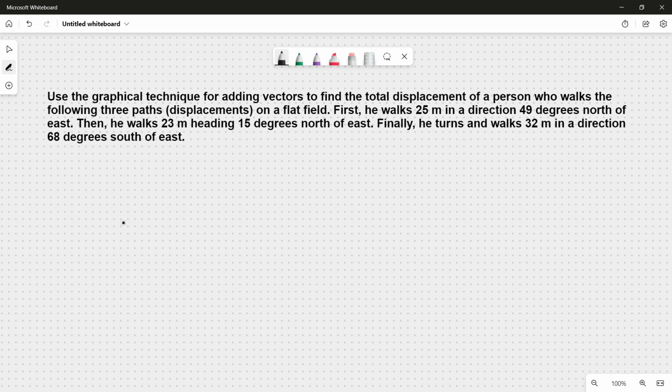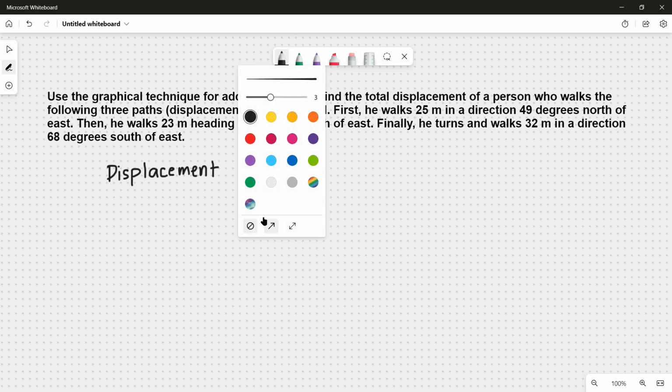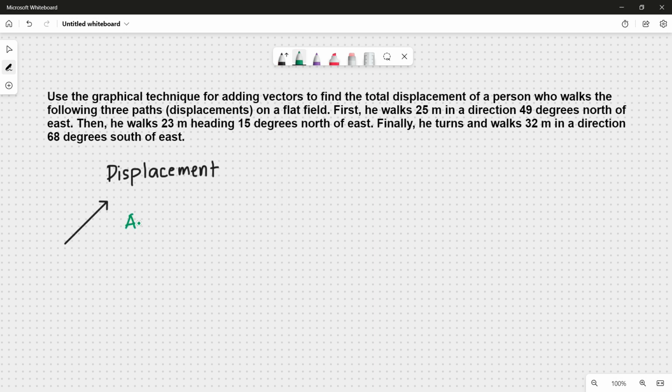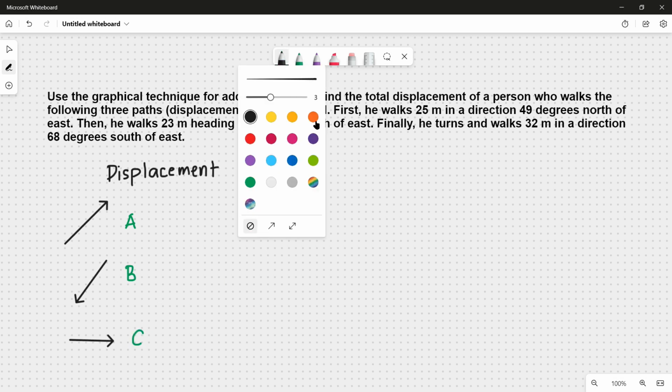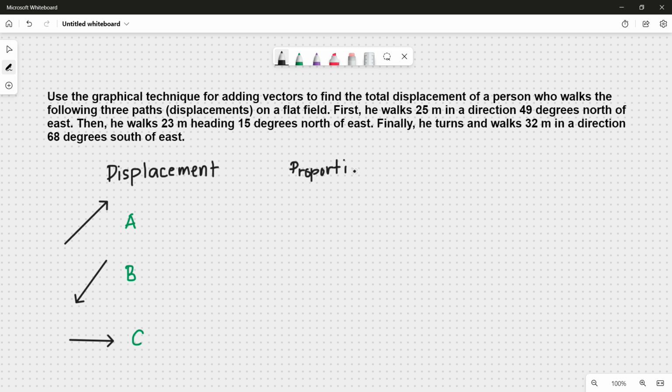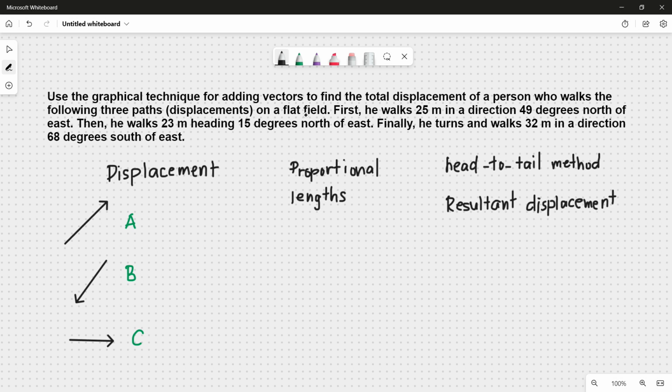So what we're going to do is to graphically represent each displacement vector with an arrow, labeling the first A, the second B, and the third C. Next is to make the lengths proportional to the distance of the given displacement and orient the arrows as specified relative to an east-west line. And so we'll use the head-to-tail method outlined to determine the magnitude and direction of the resultant displacement, which we'll call R.